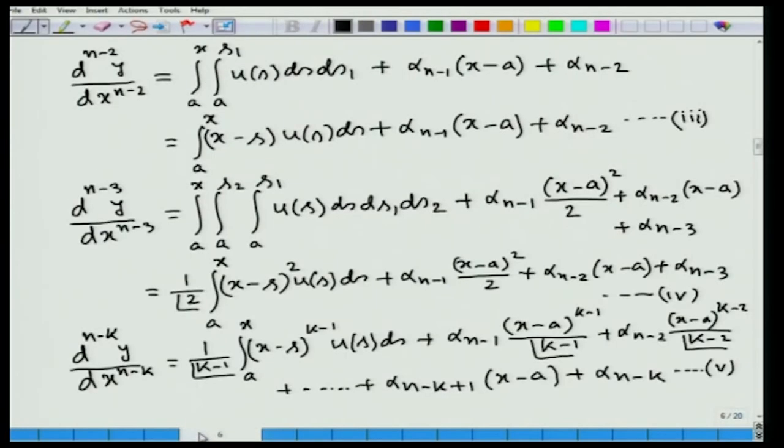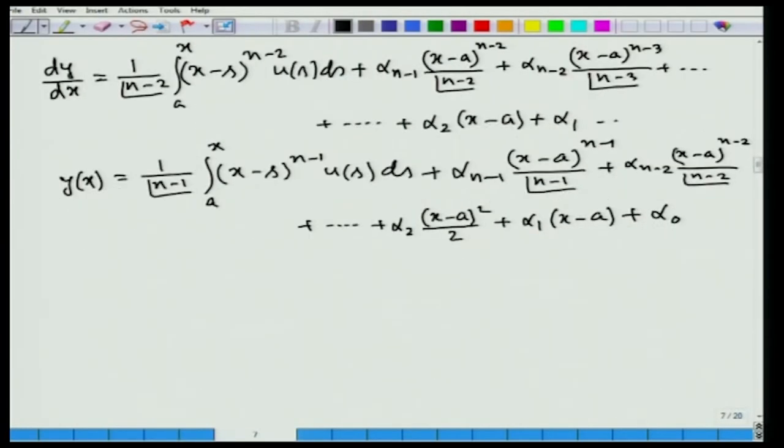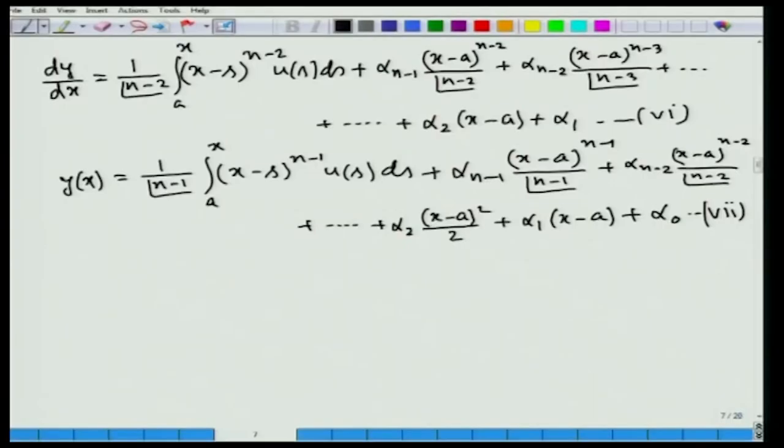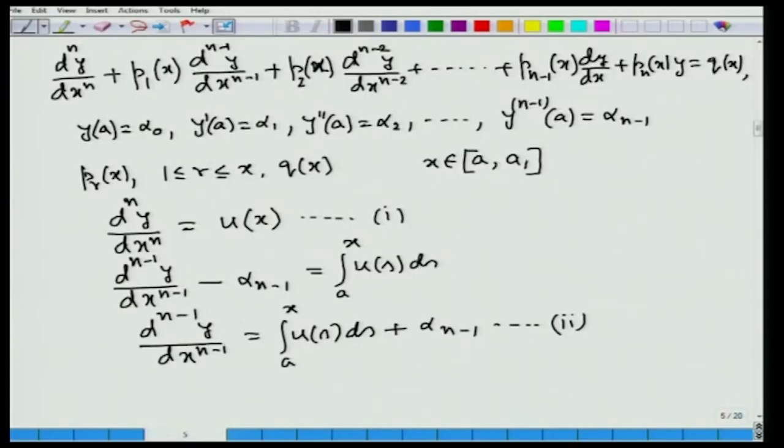So, the last equation we numbered as 5. So, this will be 6 and this is 7. So, we have all the expressions starting from y, dy dx, d 2 y dx 2 up to d n y dx n in terms of u. Now, we are going to substitute all these expressions into the original given ordinary differential equation, this one, after transferring the n minus 1th derivative of y up to the y term onto the right hand side.